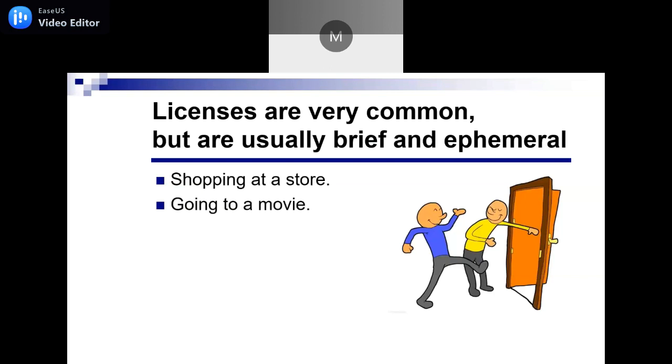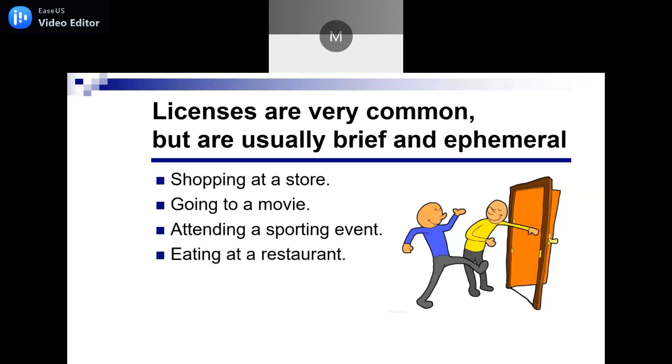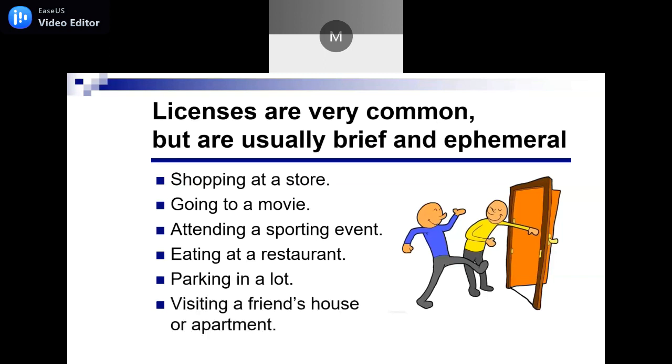The same is true if we go to the movies. We have a license to sit in the theater. If we go to a sporting event, we have a license to sit in the stands and watch the game. If we eat at a restaurant, we have a license to be there. If we park our car in a parking lot, we probably have a license, although there's a possibility that we also have a bailment of the car, particularly if we turn over the keys to a parking lot attendant. But in any event, we do have a license to be on the lot. If we visit a friend's house or a friend's apartment, we have a license to be there.